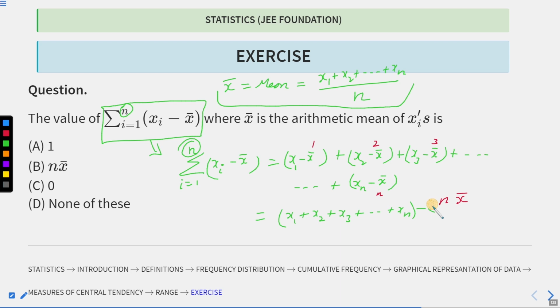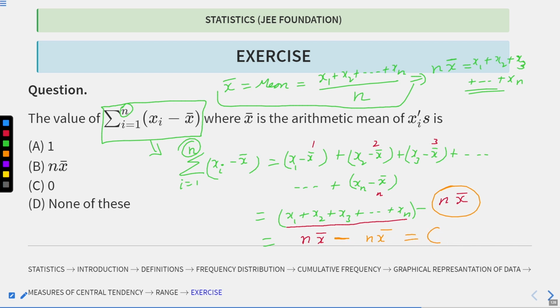I hope this is clear. So if you see, from this we know n times x bar is equal to x1 plus x2 plus x3 and so on till xn. I hope this is clear, and from this information I can say that this whole expression is equal to n times x bar, and I have already been given that this value is n times x bar, and both values are getting subtracted from each other.